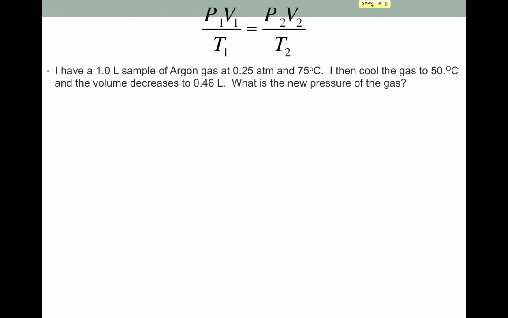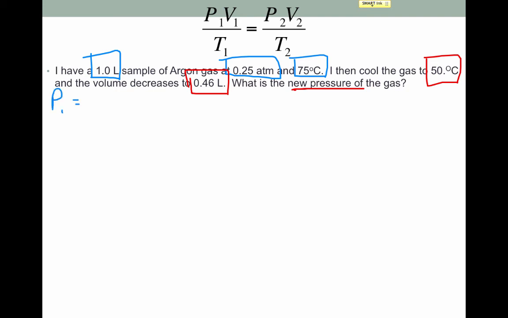Let's try another example together. In this example, we have 1.0 liters of gas at 0.25 atm and 75 degrees Celsius. We then cool the gas to 50 degrees Celsius and the volume decreases to 0.46 liters. We want to know the new pressure of this gas after this change. So let's start by identifying our variables. On the left-hand side, we have P1, we have V1, and we have T1.